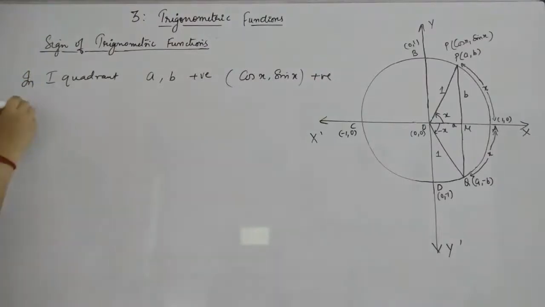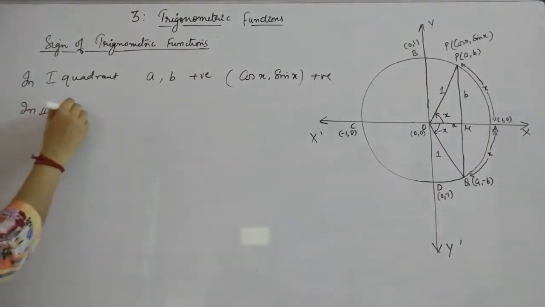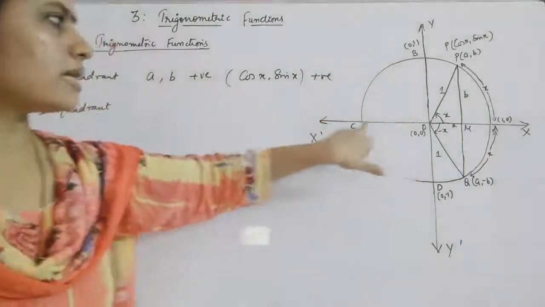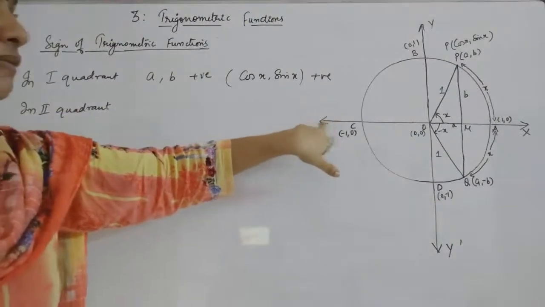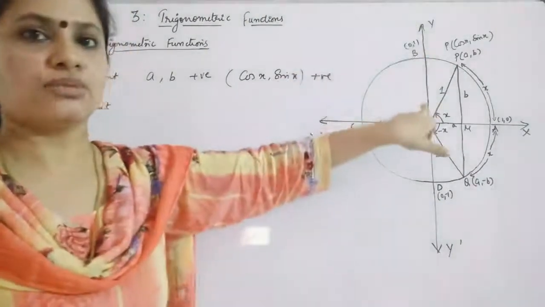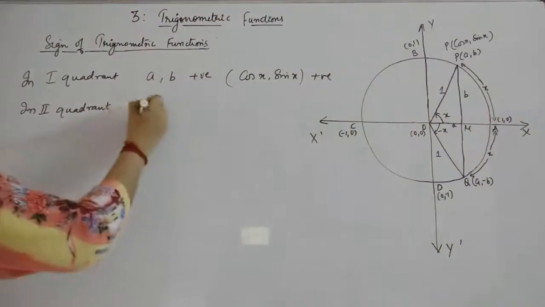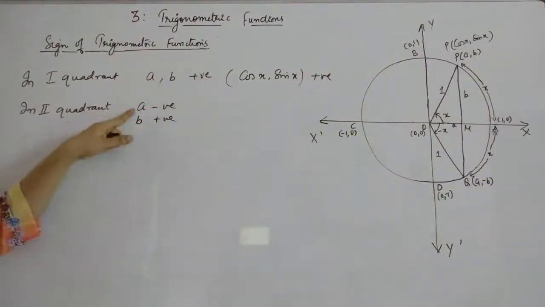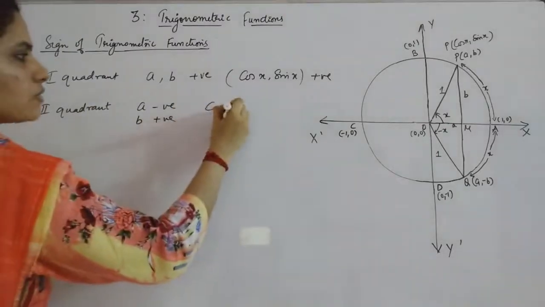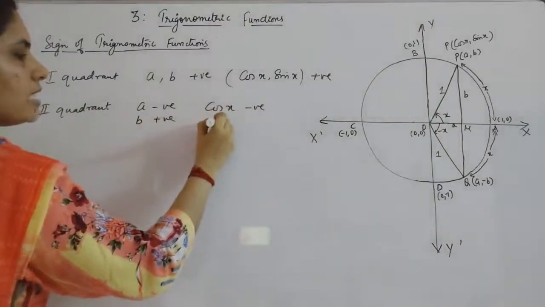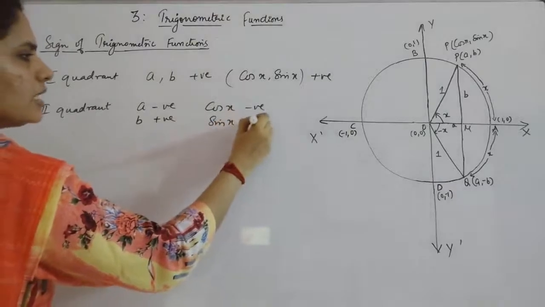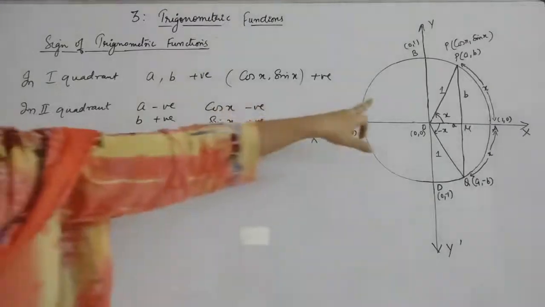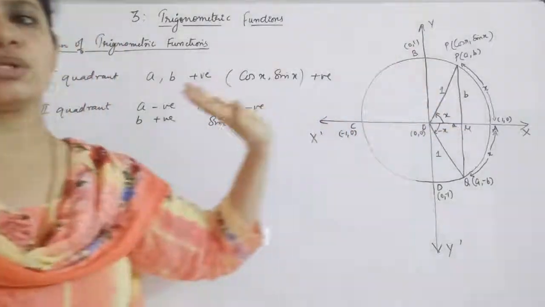Now going for the second quadrant, you just see in the second quadrant this is the negative x axis, so A will be negative, and this is the positive y, so B will be positive. A negative, B positive. Now when A is negative, cos x will be negative, and B is positive, so sin x will be positive. Okay. So in the second quadrant, sine is positive, cos is negative. In the first quadrant, both are positive.